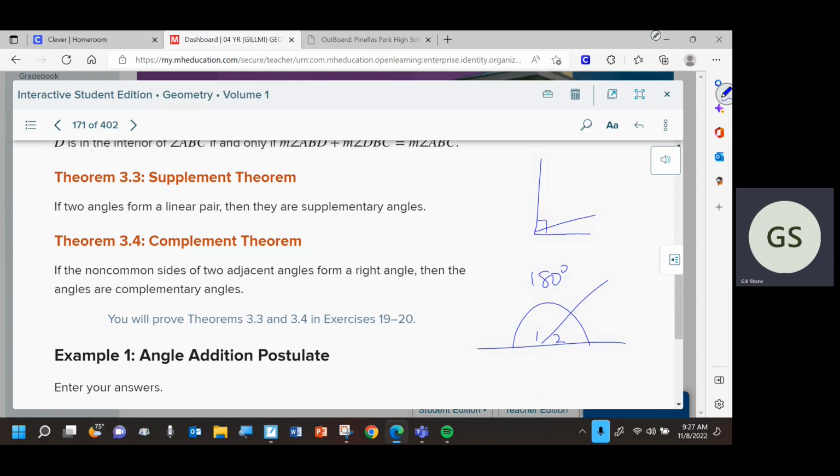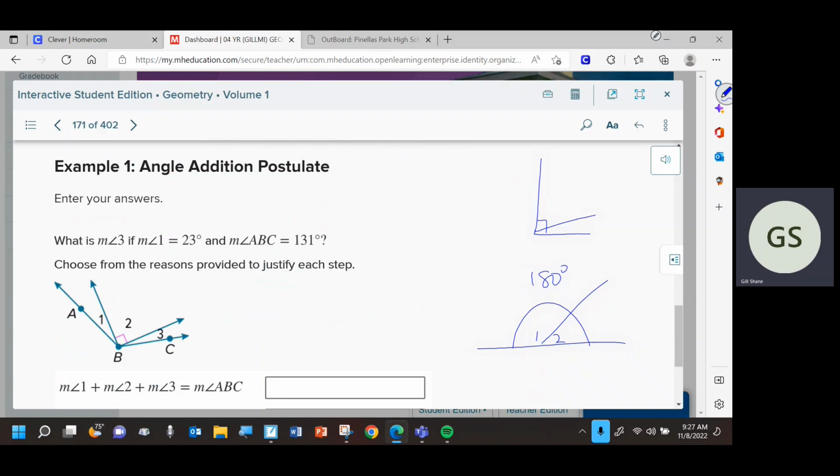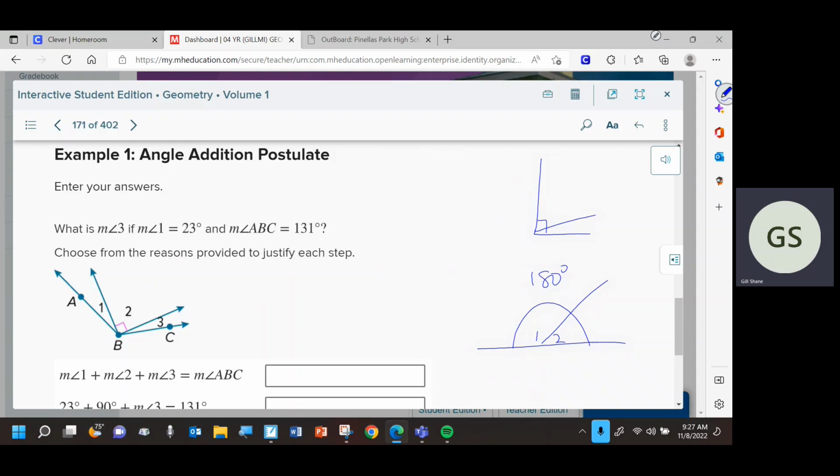All right, so let's look at angle addition. I'm assuming we're going to prove this out.